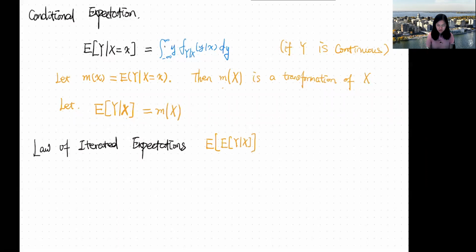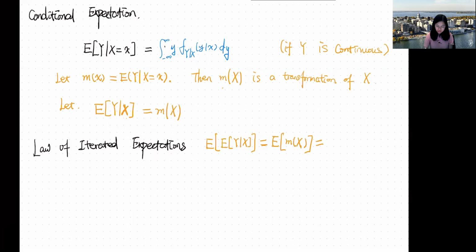Expectation of this random variable. Now, if you still find this notation confusing, you can go back to little m. Just remember what little m is. You can go back to this notation. And how do you find the expectation of this transformation of x?